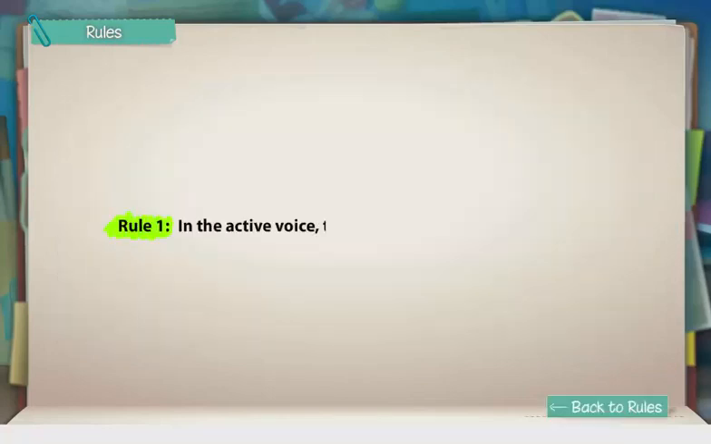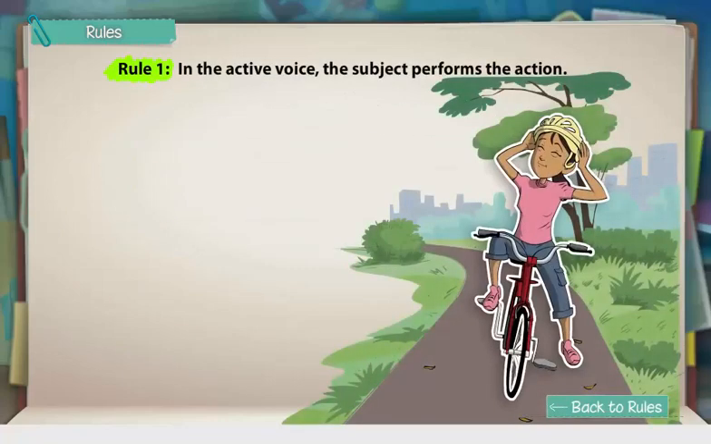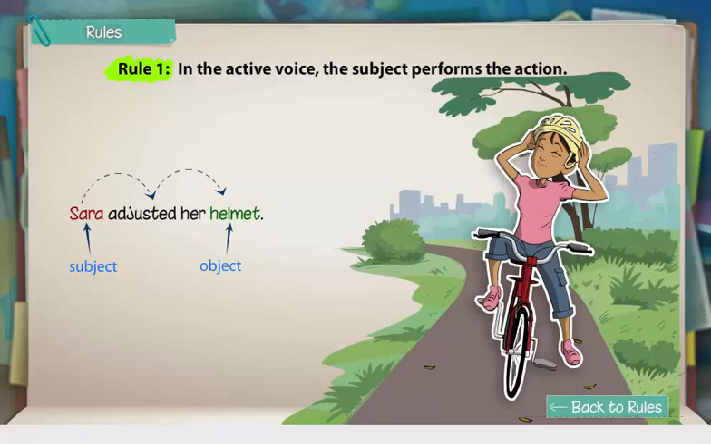In the active voice, the subject performs the action. Read this sentence. The subject Sarah is performing the action, and the object helmet is receiving the action. As the subject is performing the action, the sentence is in the active voice.